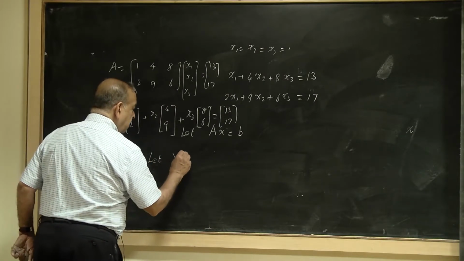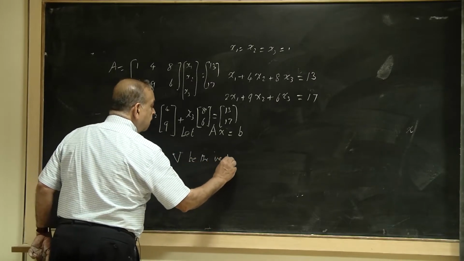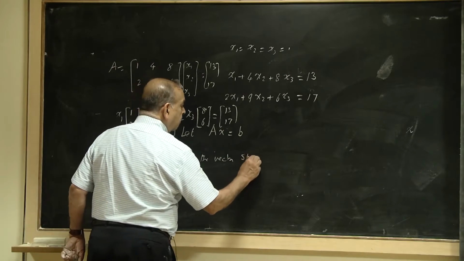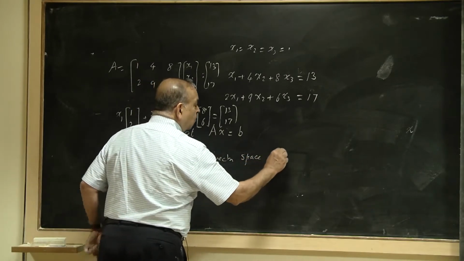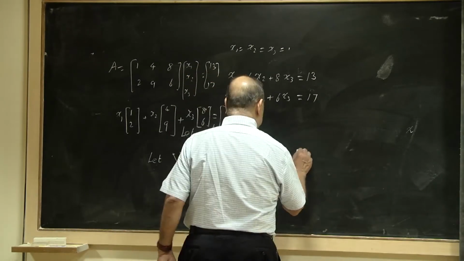Let V be the vector space R^n. That means all n-tuples. Think of them as column n-tuples.